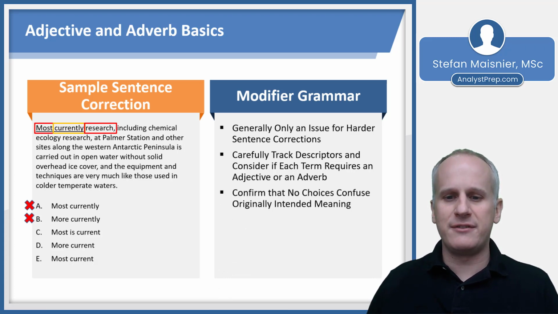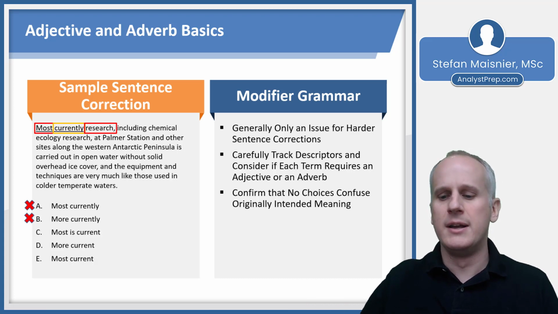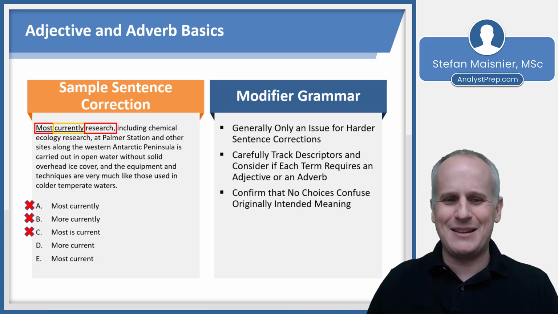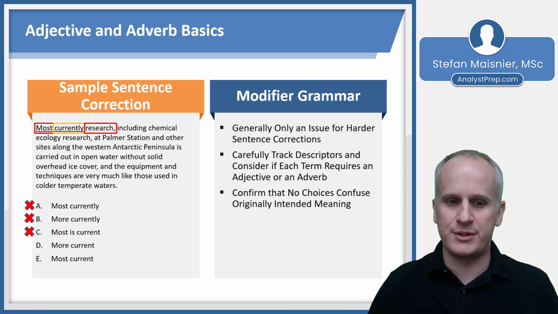Now, you do have to confirm that no choices confuse that originally intended meaning. So we're really just trying to categorize most research, and most research that is happening now or currently. But if we go to choice C, "most is current research," that introduces a subtle question of, most of what is current research? Without that clarity, we've introduced confusion, and we know that the exam really doesn't like that as it pertains to any sort of modifier, so we can eliminate choice C.